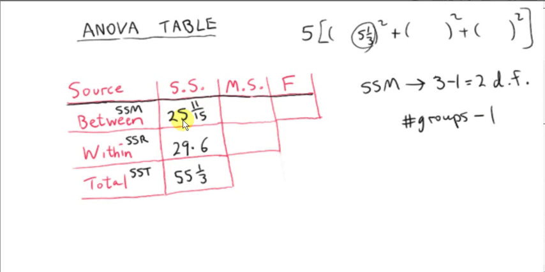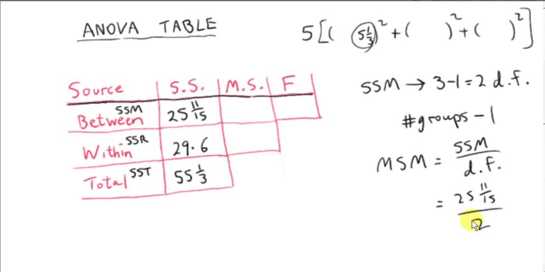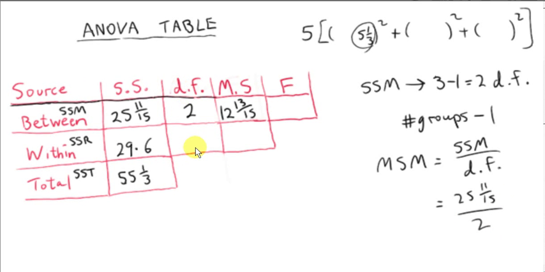To get the mean sum of squares, we take 25 and 11/15. So this is the mean sum of squares for model. MSM is the sum of squares for the model divided by the degrees of freedom. So it's going to be 25 and 11/15 divided by 2. I've decided to put in a degrees of freedom column here. Number of groups minus 1 is 2. 25 and 11/15 divided by 2 is 12 and 13/15.